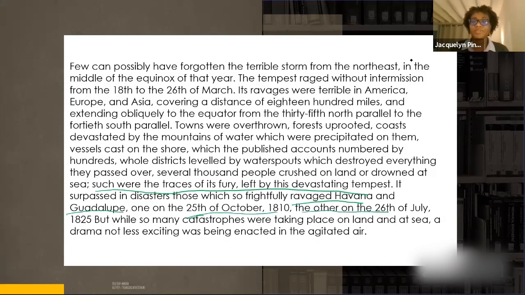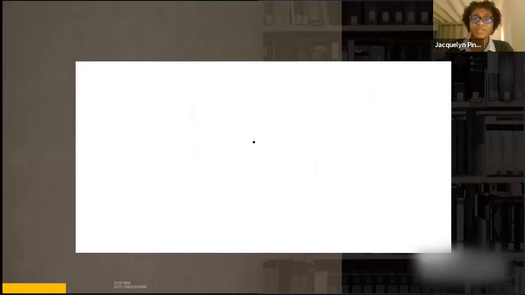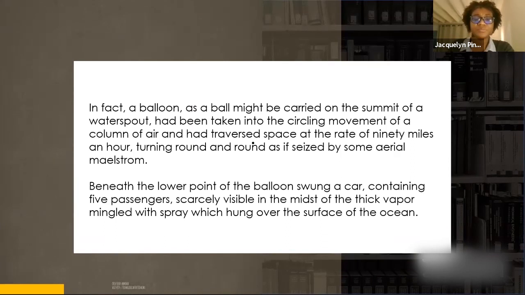Okay, but all this is talking about this devastation and how unforgettable it was. Okay, I think I see ravages, right? Where it was said overthrown forest, forest uprooted, coast devastated, right? Whole districts leveled. A lot of stuff was going on. Okay, so let me look at that again.